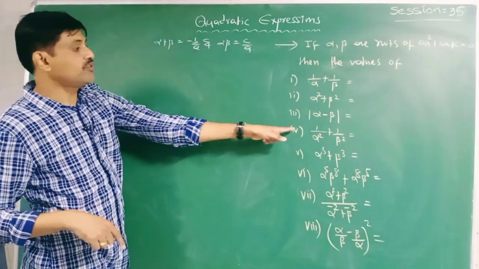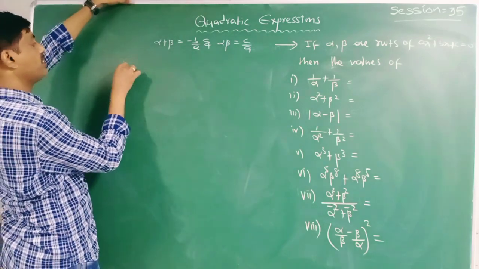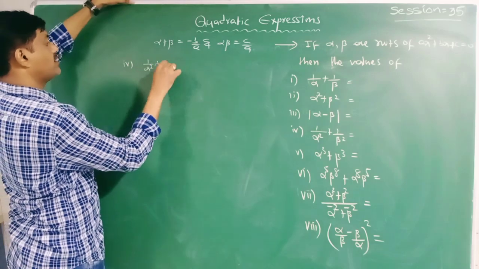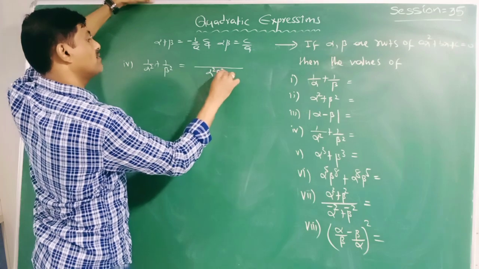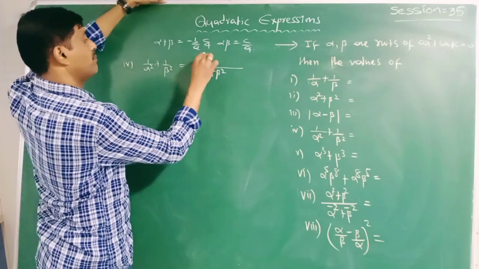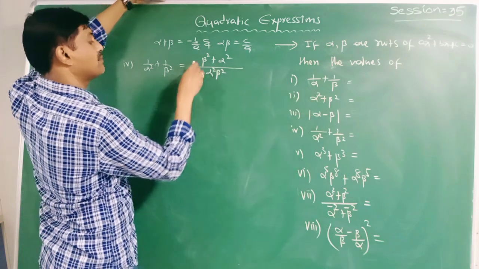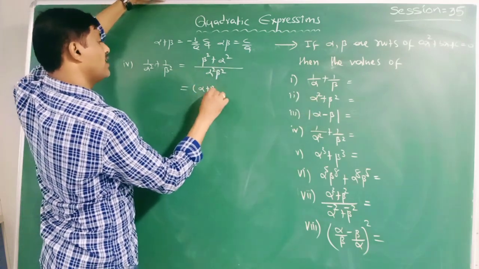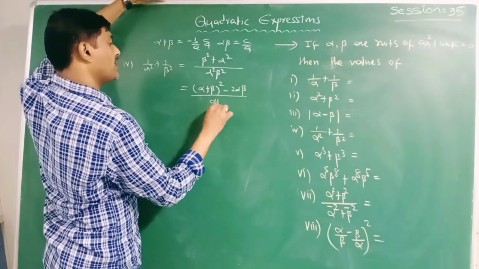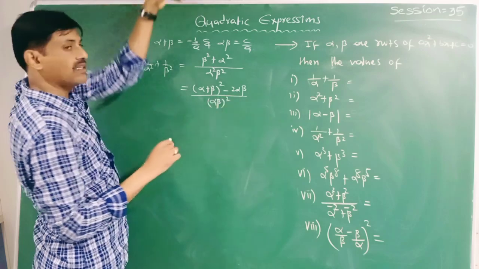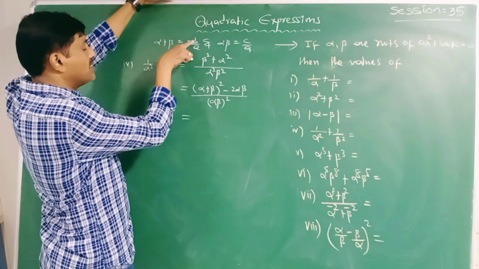Now move on to the next question, which is 1 by alpha square plus 1 by beta square. Take the LCM, alpha square beta square. It becomes beta square plus alpha square. Already we have alpha square plus beta square, otherwise you can write (alpha plus beta) whole square minus 2 times alpha beta, by (alpha beta) whole square.